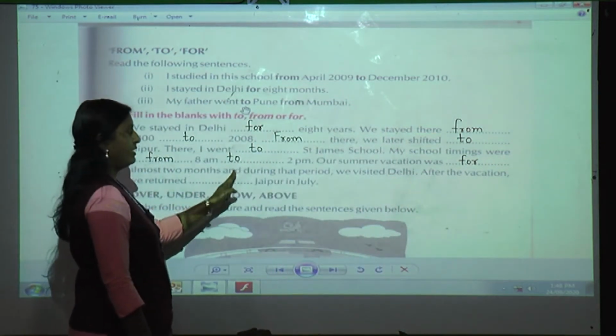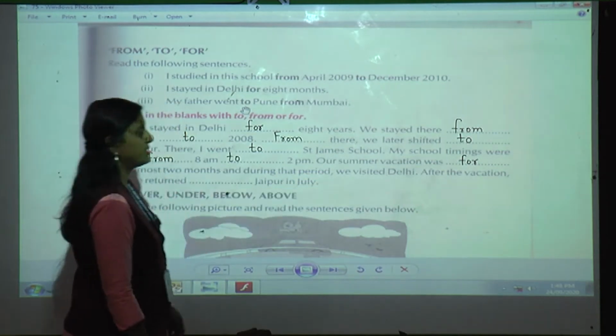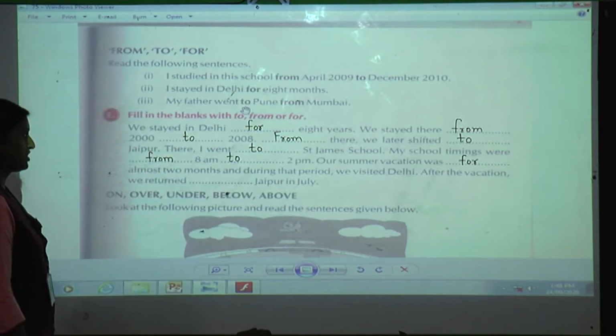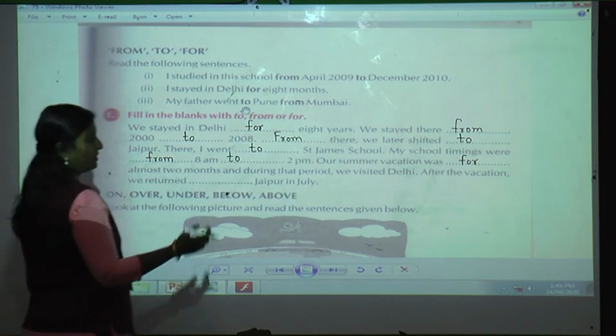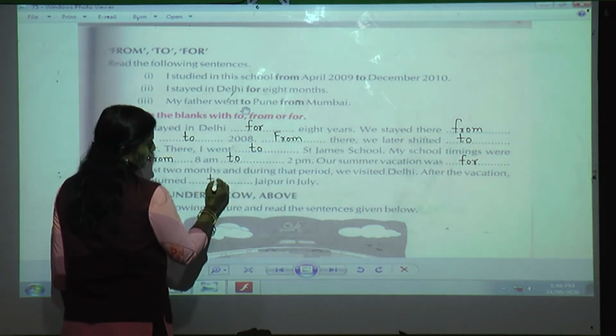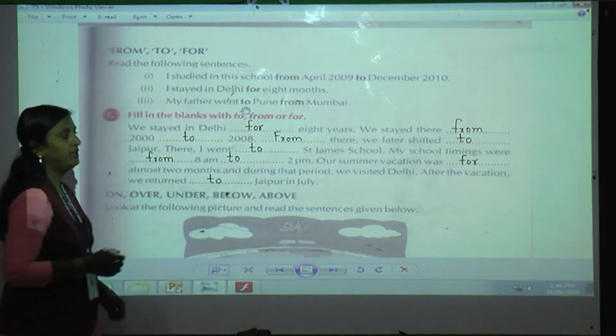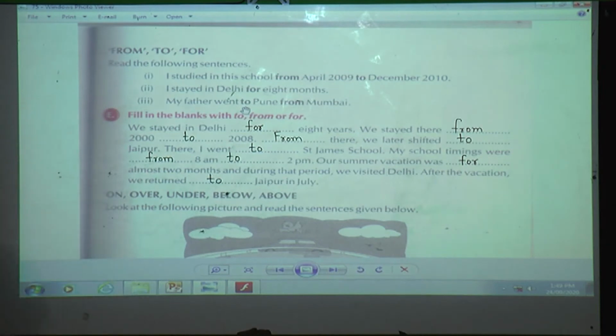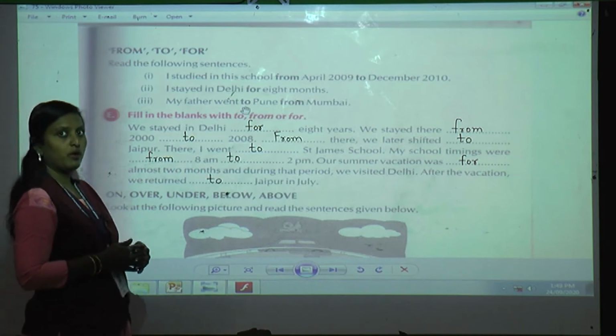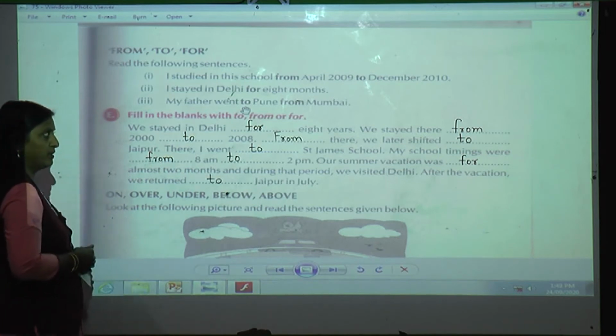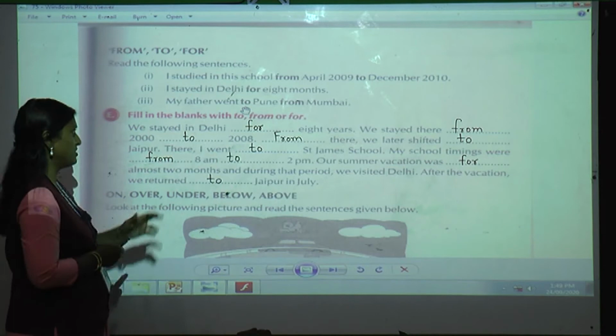2 months, and during that period we visited Delhi. After the vacation we returned. Where we returned? To Jaipur in July. Can you see how I have used the prepositions from, to and for? Okay, again we are going to read the passage.